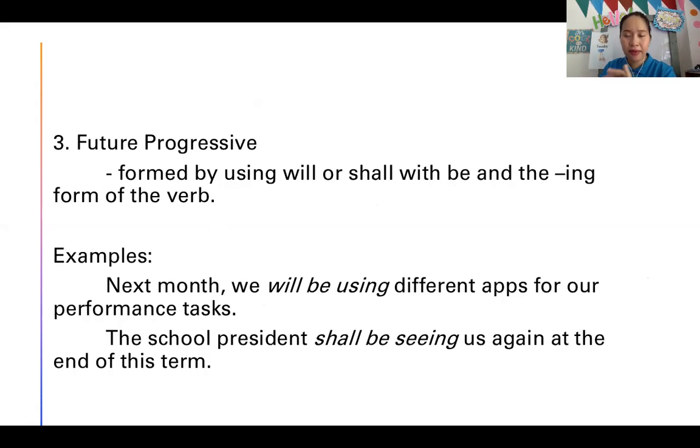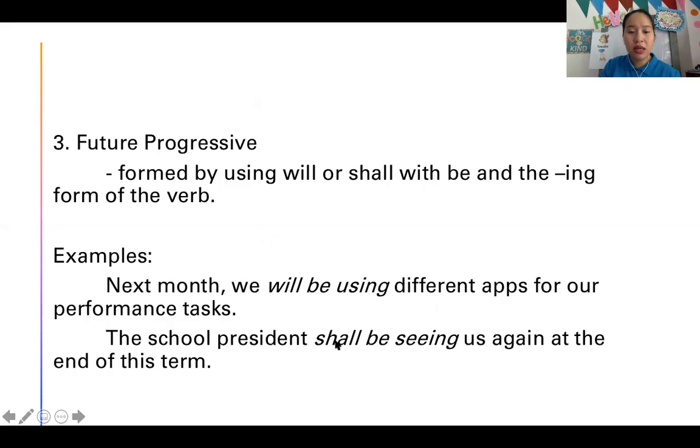Okay? Will be. Going to as well. It's about to happen. And we use the verb use. Plus ing form, so using. You drop the e and replace it with ing. Follow? Okay, next. The school president shall be seeing us again at the end of this term. Okay? So, shall be. Shall be is in the future.